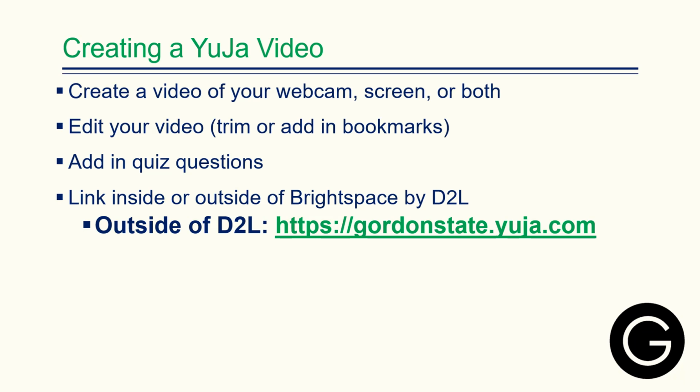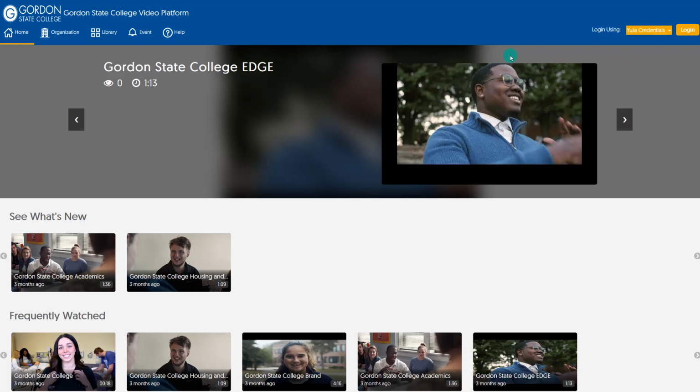If you're going to be using YuJa outside of D2L, you want to make sure to use this web link, which is gordonstate.yuja.com, and you want to log in with your single sign-on credentials, which is your Gordon email username and password. If you're using the website outside of Brightspace by D2L, you would just come to this link at the top and choose Gordon State College Single Sign-On, choose Login, and then log in with your Gordon email username and password to enter your media library.